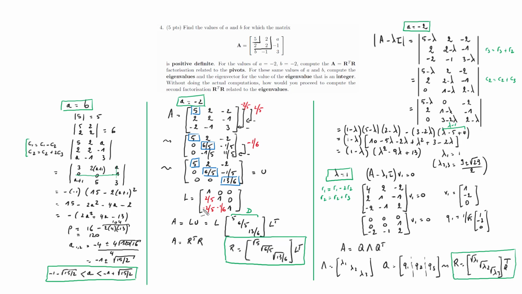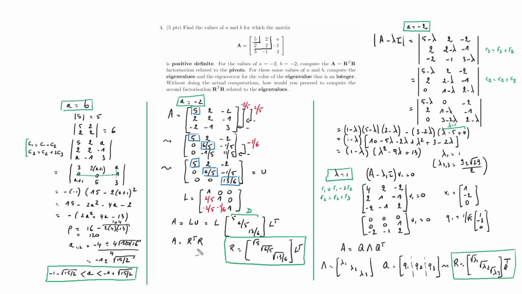So here you'll have the -2 over 5, and here the -1 over 6. So you have the decomposition A is equal to LU, or LDL transpose. Here D is a diagonal matrix with the pivots on the diagonal.